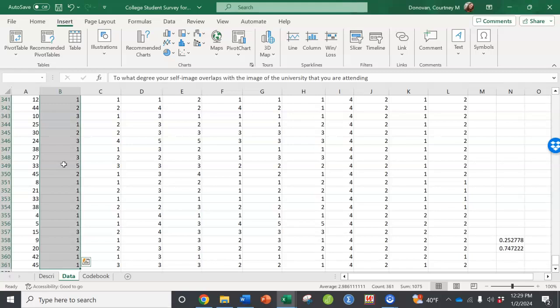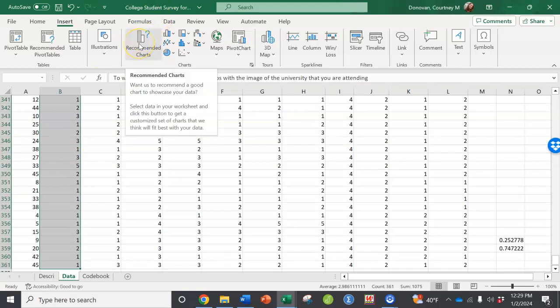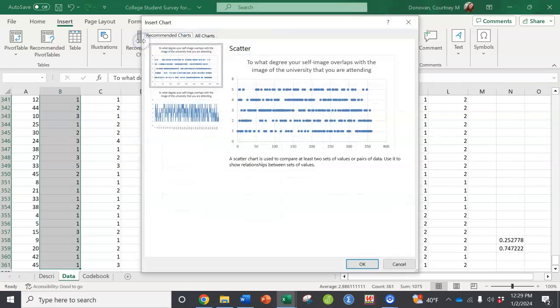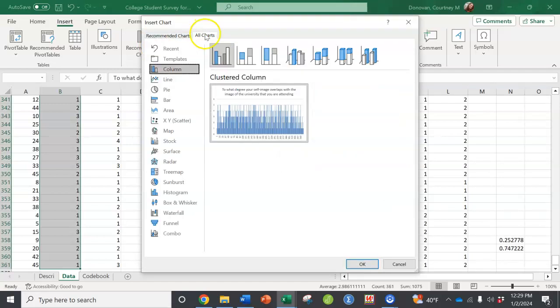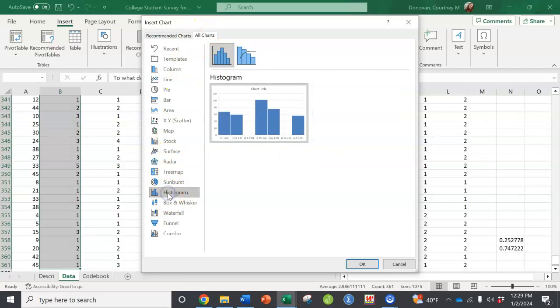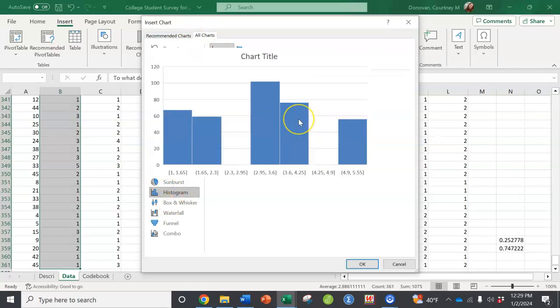The easiest way to get to a histogram is a little bit of a workaround. So a histogram is looking at the distribution of a single continuous variable. It looks like a bar chart, but it's with continuous information. So I'm going to go up to recommended charts. It's going to try to help me, and it's not helpful. So I'm going to go to all charts up here at the top, scroll down to histogram, and hit enter. And so then that will be my histogram.